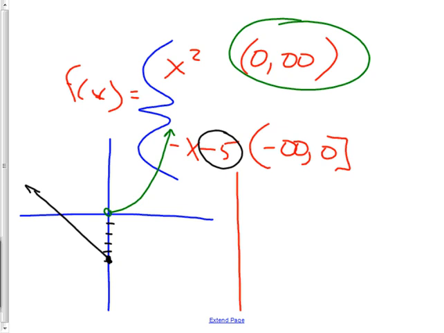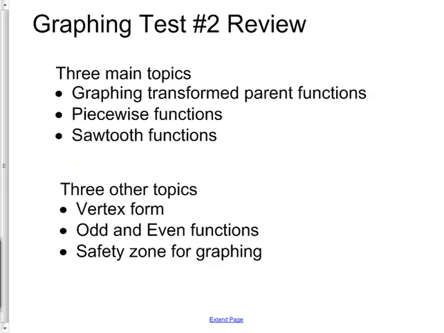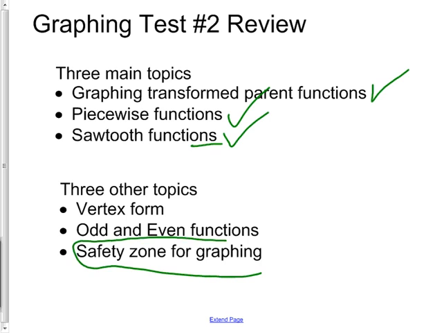All right. So that covers, for the beginning here, we talked about all the parent functions, not every single one. We talked about piecewise. We talked about the sawtooth ones. And on those, we did the absolute values. Here, I have a few more little things. I already talked about the safety zone, a way to make sure you're right on your graphing. Now we should talk about vertex form and odd and even functions.